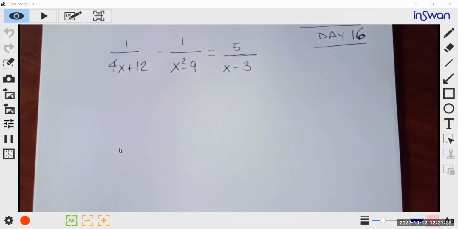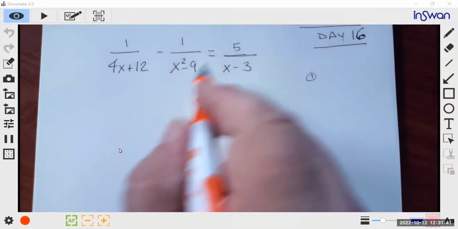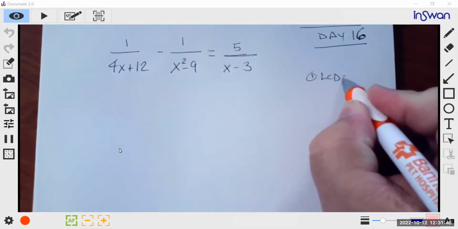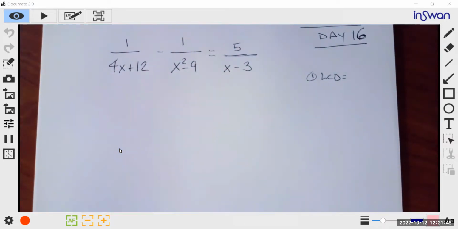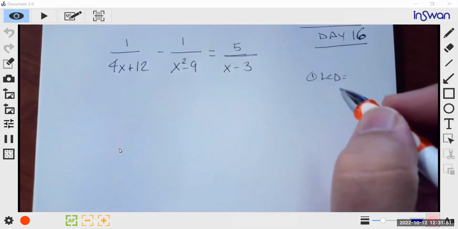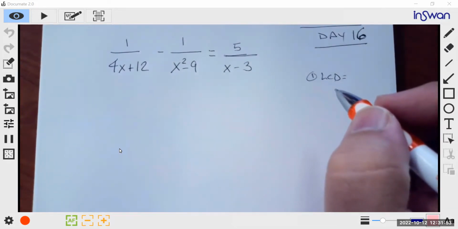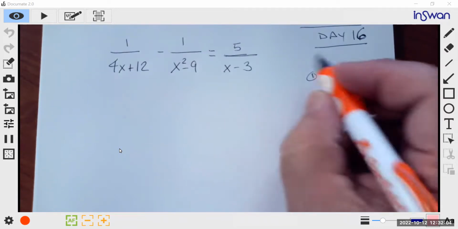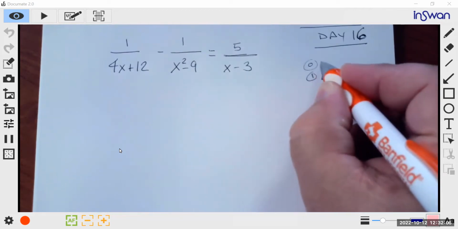Okay, so how do we solve this problem? We need the LCD, because it's fractions and an equal sign. So what's the LCD in this case? Well, even before the LCD, you have to do something else. Anybody remember? This is step 0.